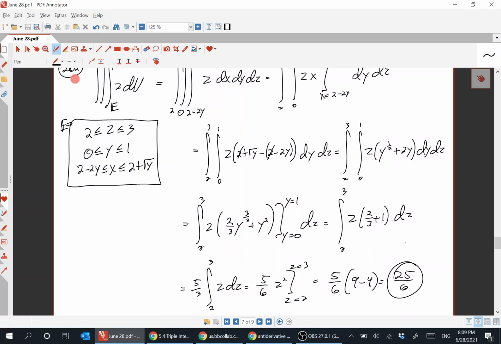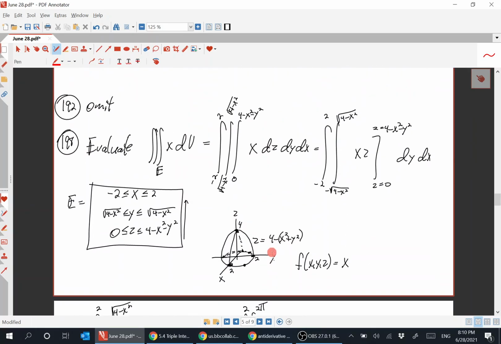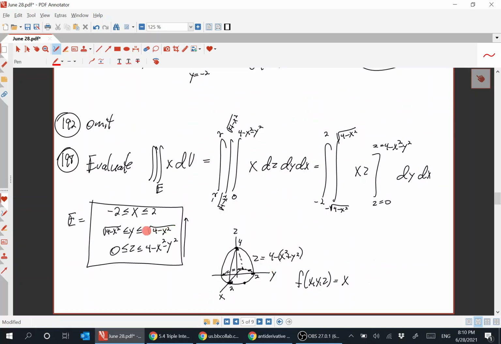So let me note the typo there. So that's just supposed to be a 1. Let me note it up here as well in this problem. So there's a typo in the book. Oops, there's supposed to be a negative there, in the book.